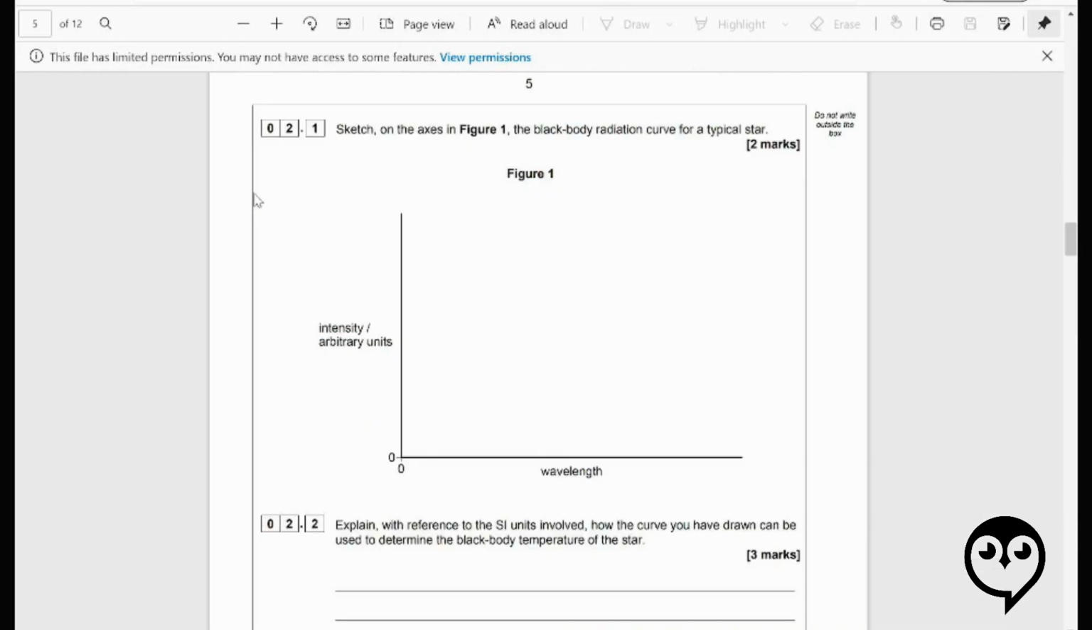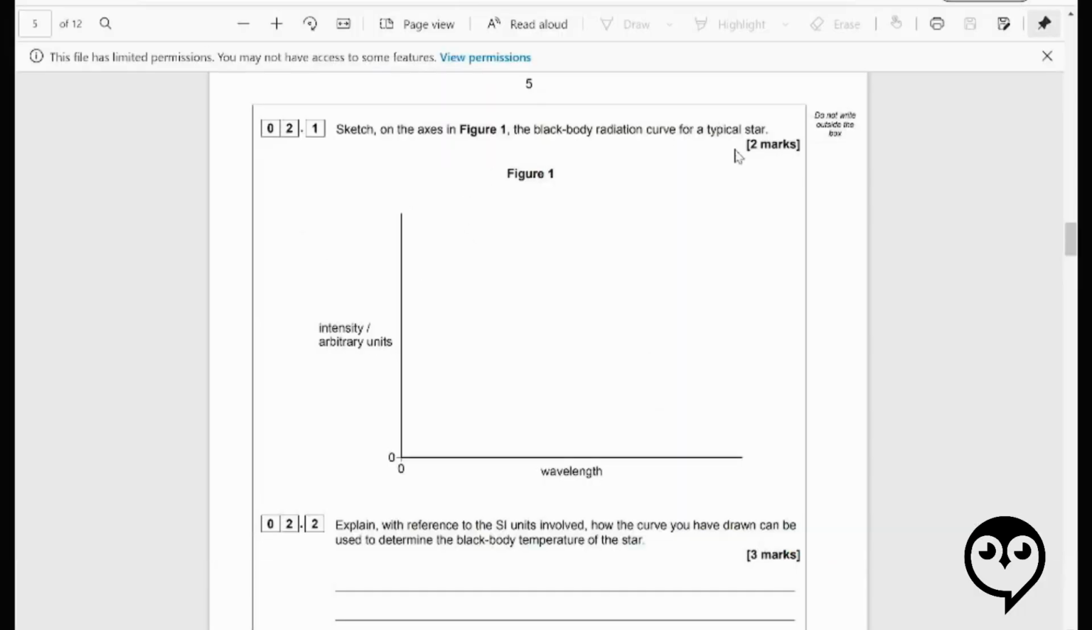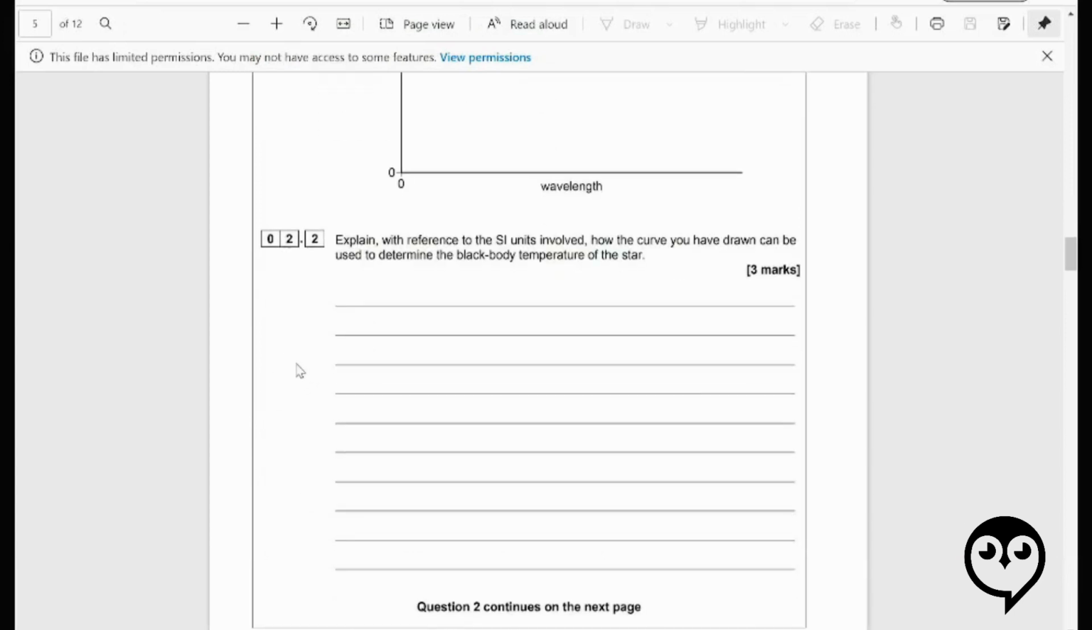Okay, I think we've seen this question already. Draw yourself a diagram. Okay, so we know the shape of the curve. We know it's steeper here on the left. We know it's going to kind of flatten out, be a little less steep on the right. That's generally how it should look for 2 marks. So we've done this before. Let's move on. Explain with reference to the SI units involved how the curve you have drawn can be used to determine the blackbody temperature of a star.